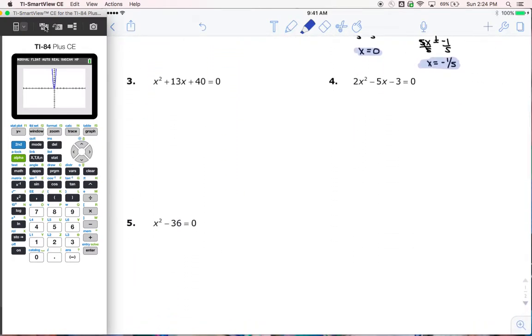Let's try number 3. I'm going to graph it here real quick. We're going to go to y equals and type this new one in there. It looks like I've got x squared plus 13x plus 40. And don't forget that we really are looking at the graph here, so let's go. Ooh, this one looks nice.